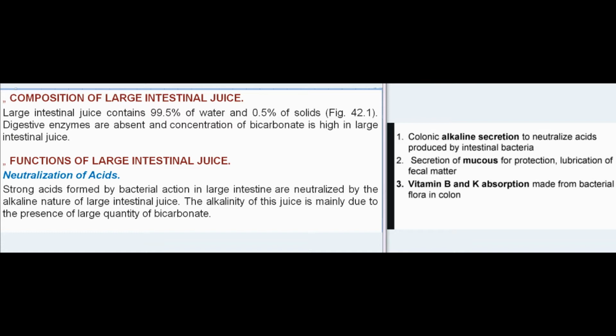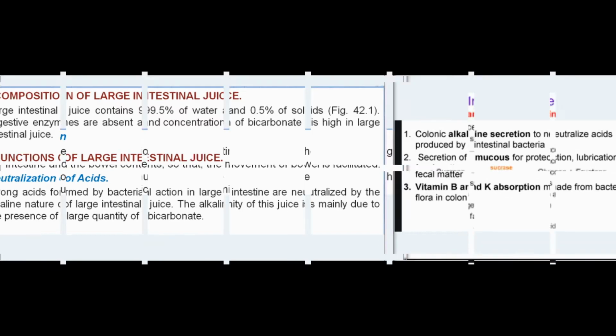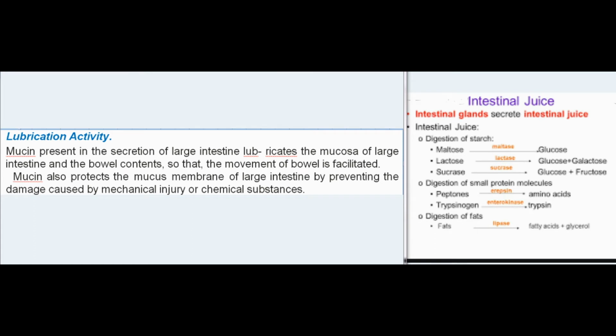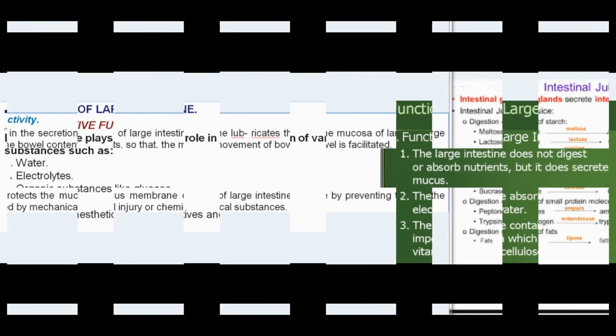Functions of large intestinal juice. Neutralization of acids. Strong acids formed by bacterial action in the large intestine are neutralized by the alkaline nature of large intestinal juice. The alkalinity of this juice is mainly due to the presence of a large quantity of bicarbonate. Lubrication activity. Mucin present in the secretion of the large intestine lubricates the mucosa of the large intestine and the bowel contents, so that the movement of bowel is facilitated. Mucin also protects the mucous membrane of the large intestine by preventing the damage caused by mechanical injury or chemical substances.